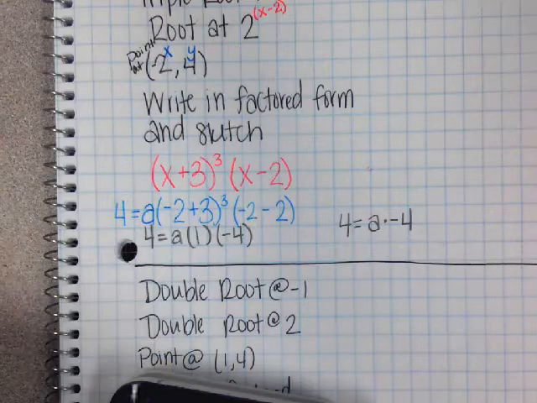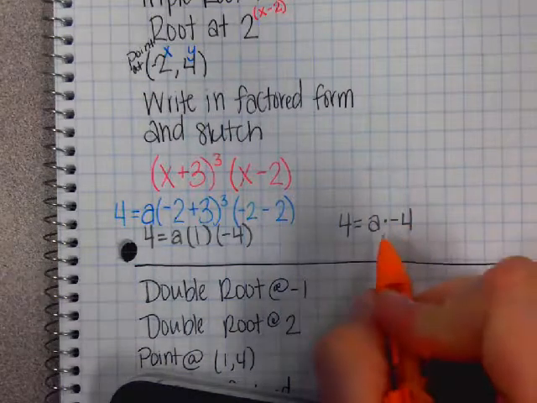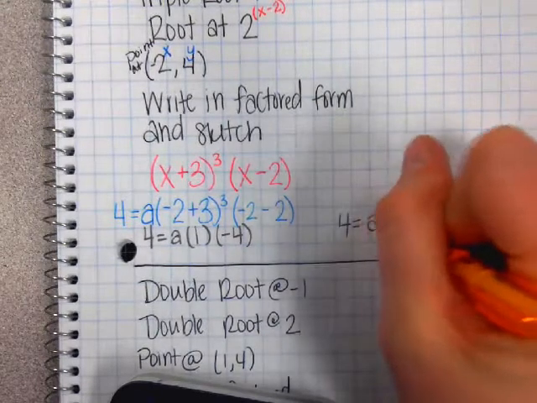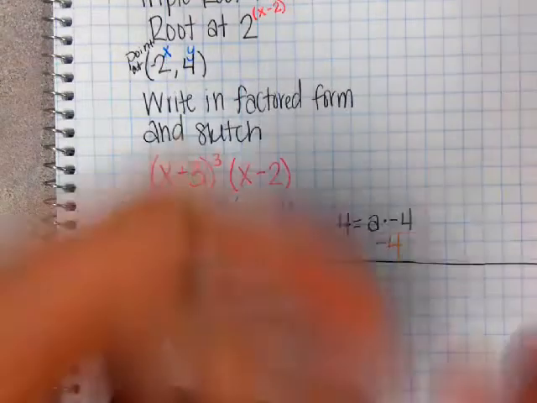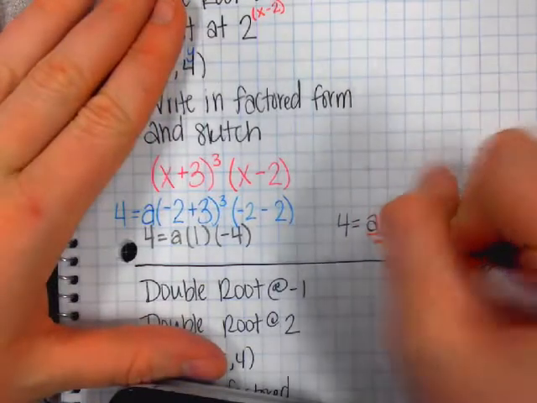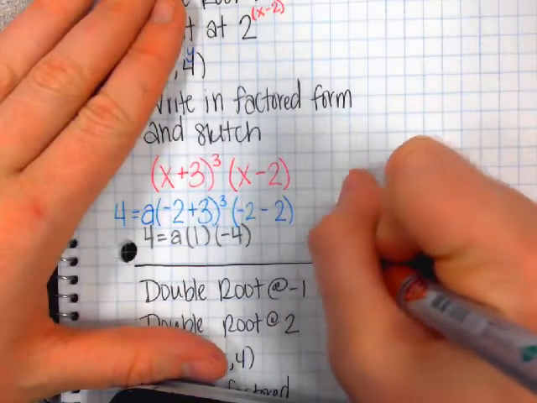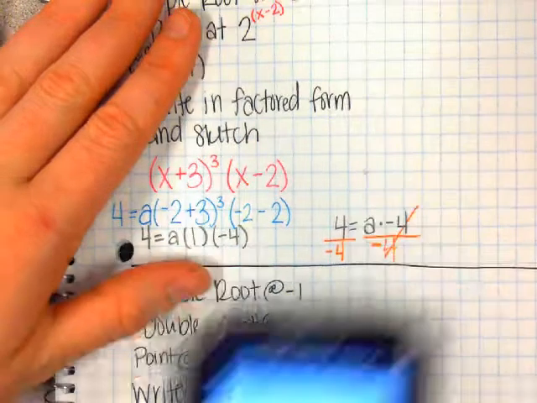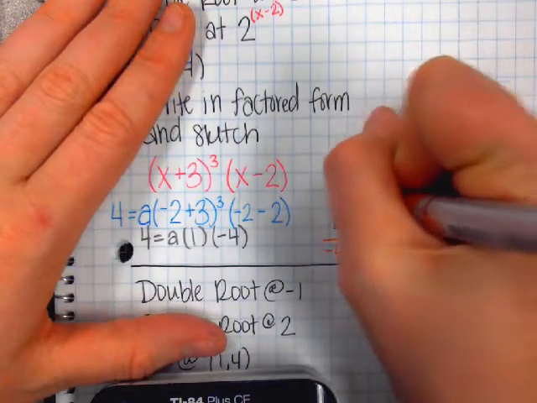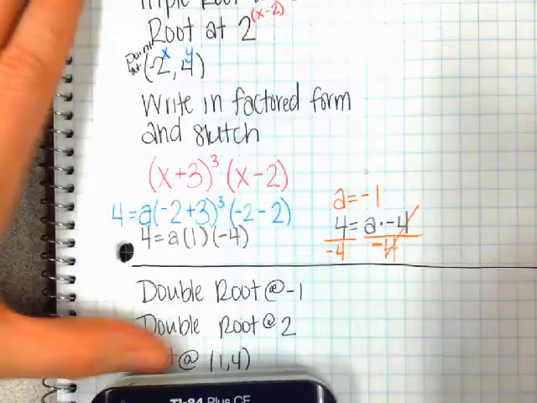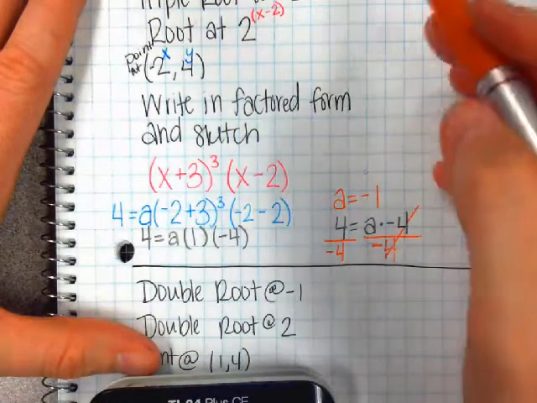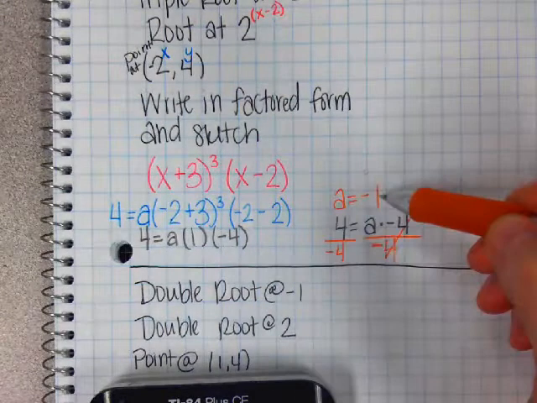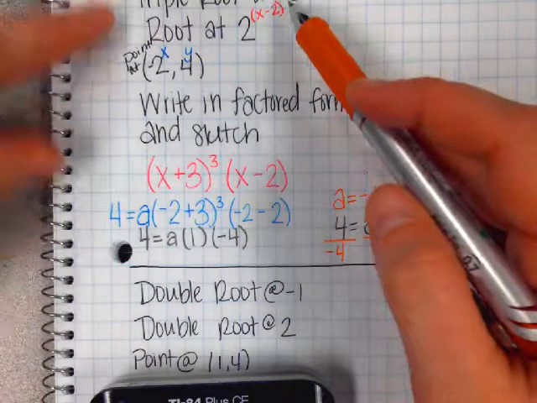Well, if I'm still trying to find my A value, I need to do the inverse of multiply by -4, which is to divide by -4. So that would cancel, divide by -4. So 4 divided by -4 is -1. So our A value is -1. So that will tell us that it's going to decrease.